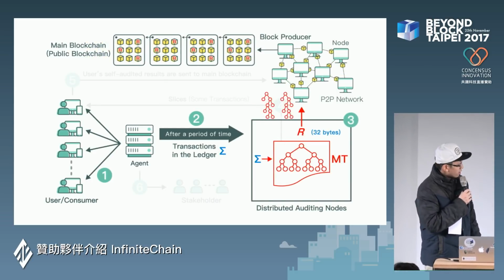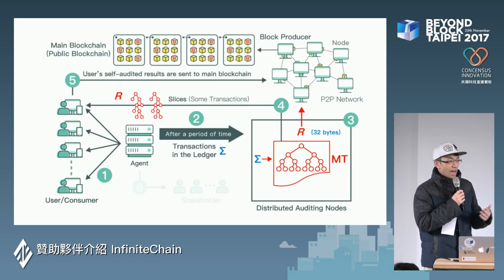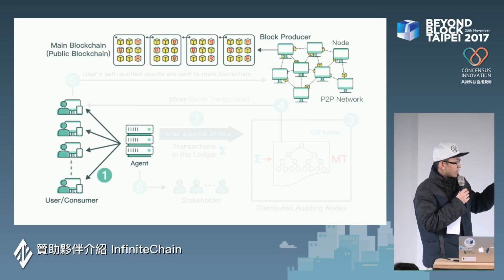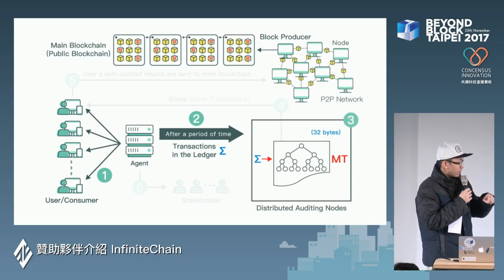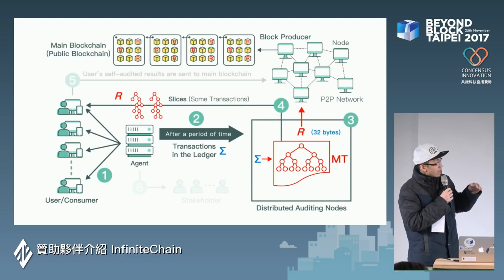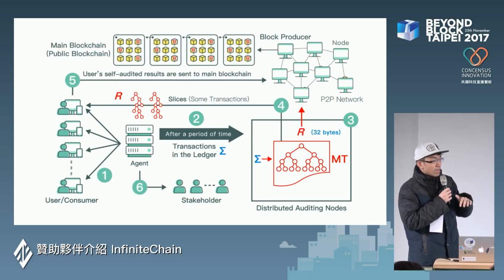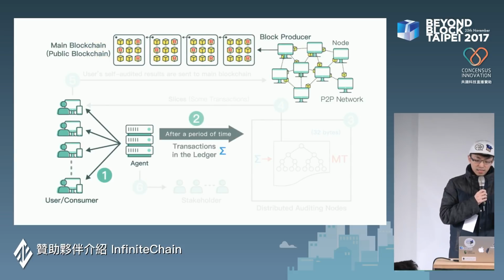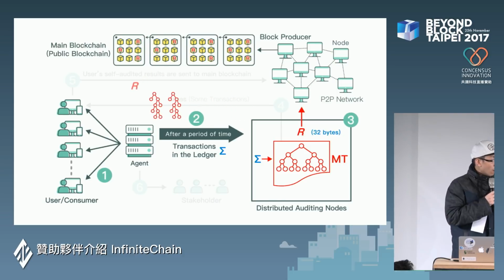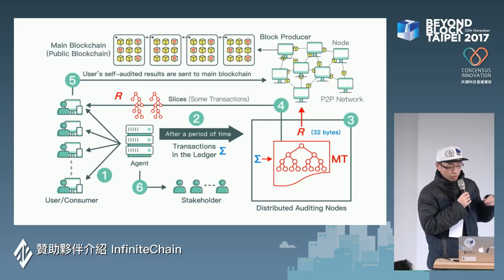And in step 4, you can see when the user is going to audit his own transaction, he will ask the auditing node for a slice of his transaction. And then calculate the root hash of the slice. And he can compare that root hash with the root hash on the blockchain. If they are equal, the auditing process is done. And if they are not equal, then you can take the objection to the judgment on the blockchain, which right now we use a smart contract to do.